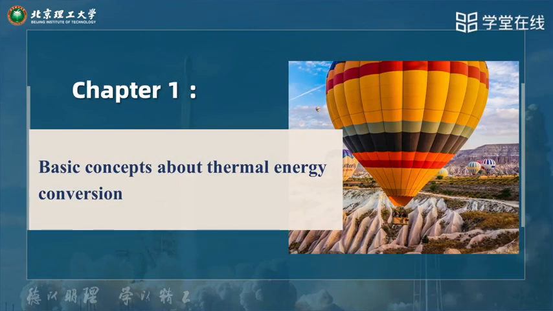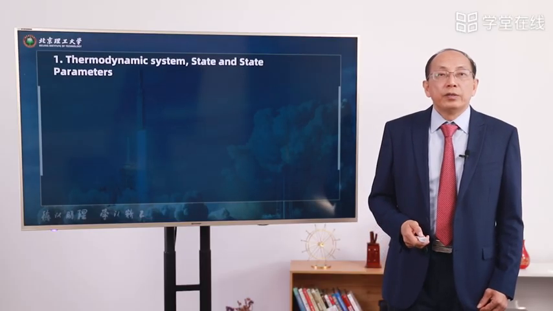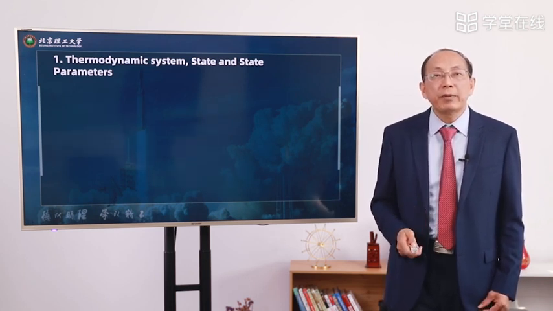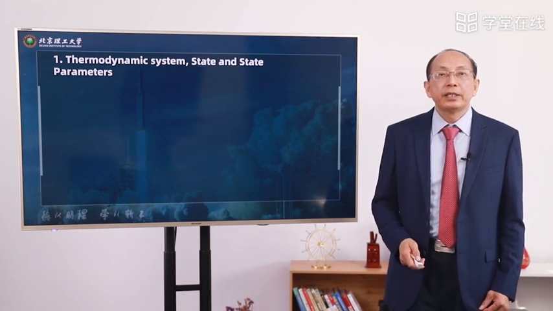Let's begin Chapter 1, Basic Concepts about Thermal Energy Conversion. The first section is thermodynamic system state parameters.